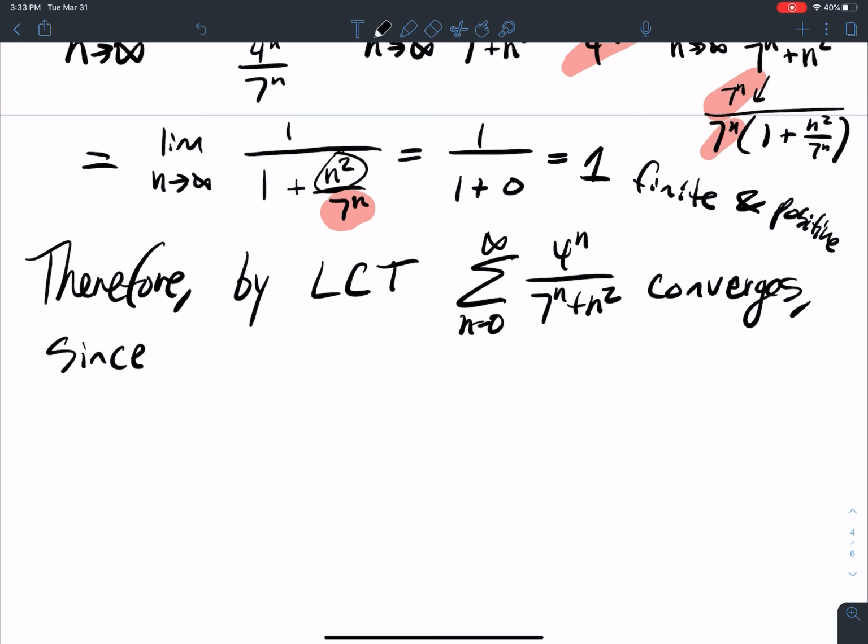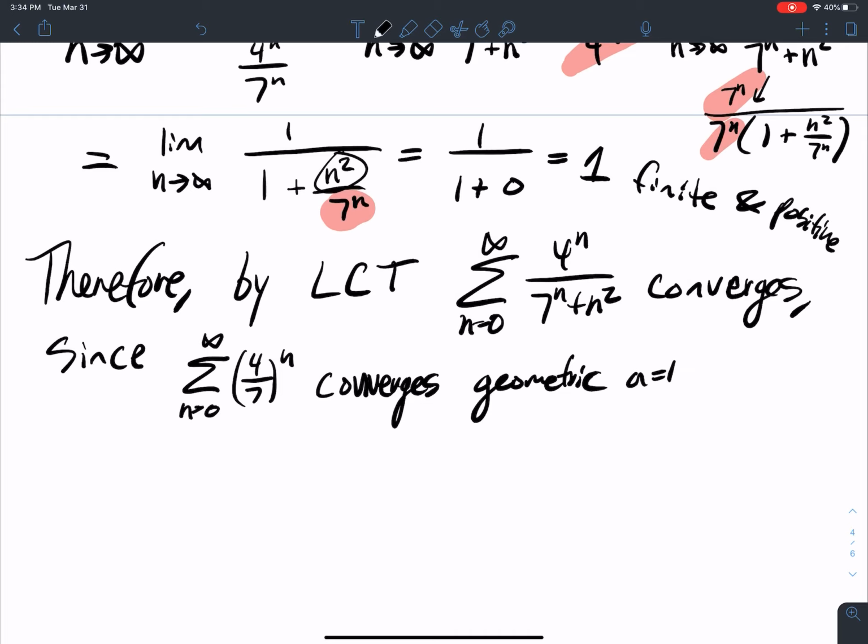Why does it converge? Well, it converges because the series n equals 0 to infinity of 4 divided by 7 to the n converges. It's geometric, a equal to 1, r equal to 4/7. The absolute value of r is less than 1, so we know that to be true. So that tells me it's geometric and it converges.